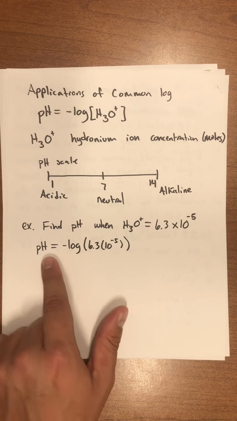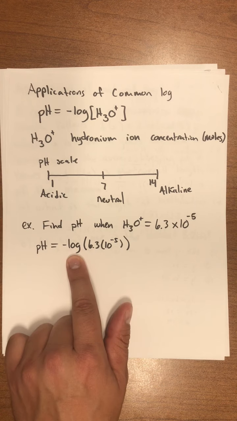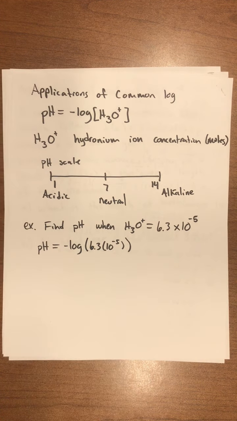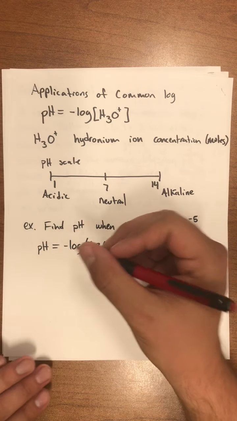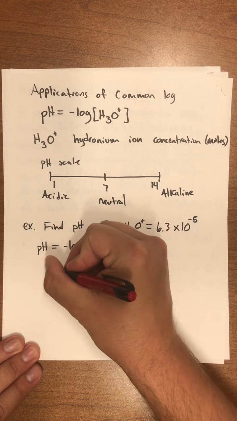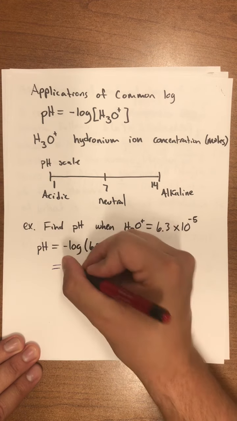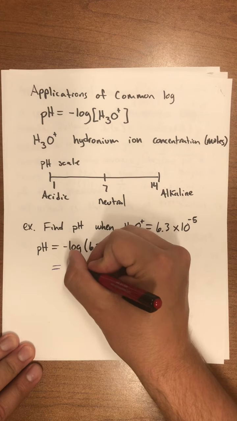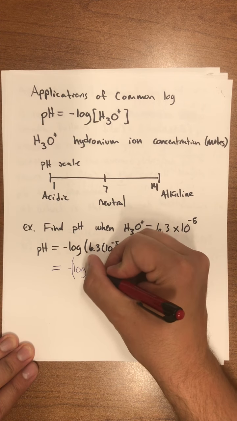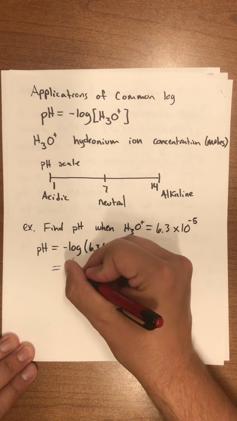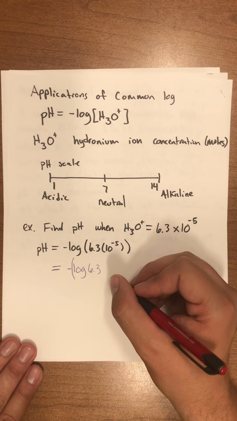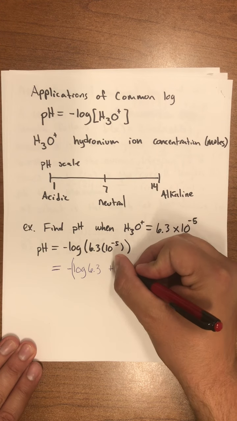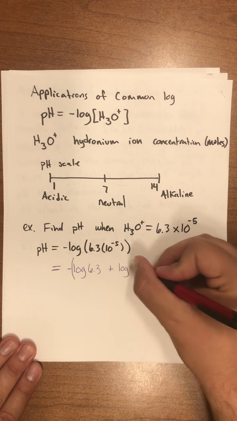So in the pH formula, I've got negative log, now that is common log, 6.3 times 10 to the negative 5th. So what we would want to do to make this an easier calculation is use the product rule. So negative log, I'm going to put the negative on the outside, and I'm going to use the product rule because log of 6.3 times 10 to the negative 5th can split into 2 logs.